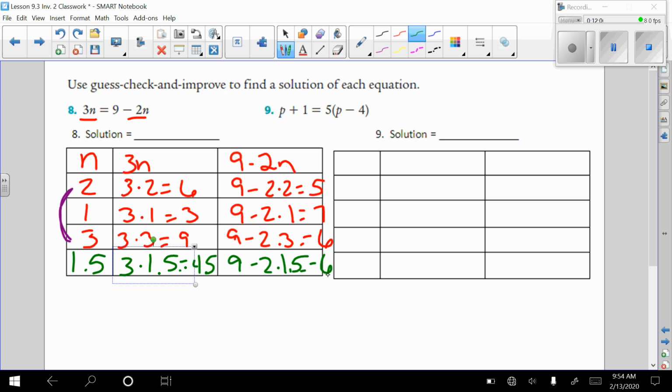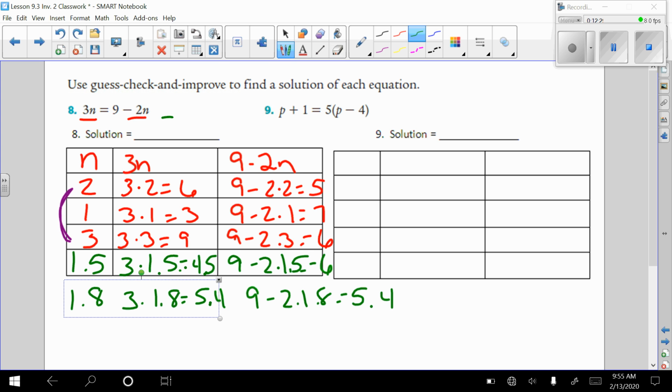All right, this time I got only 1.5 apart. I'm going the right direction, but maybe not quite there yet. Let's try another one because I'm still kind of far apart. So I'm going to go a little higher. How about 1.8? 3 times 1.8 is going to give me 5.4. 9 minus 2 times 1.8 is also going to give me 5.4. There's my solution. This is where guess and check really comes into play, and you're looking at the difference in your answers. You may sometimes go the wrong direction, so if you get further apart, that's your indication you're going the wrong direction in your answers.